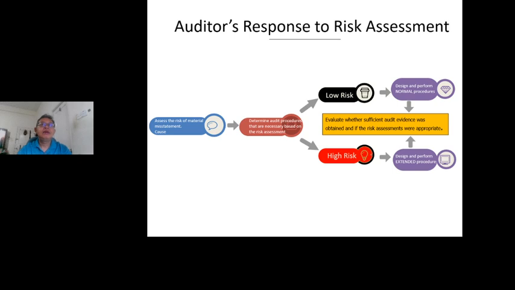Now let us see how auditors respond to risk assessment. Later on, we'll look at how the risk assessment is conducted.